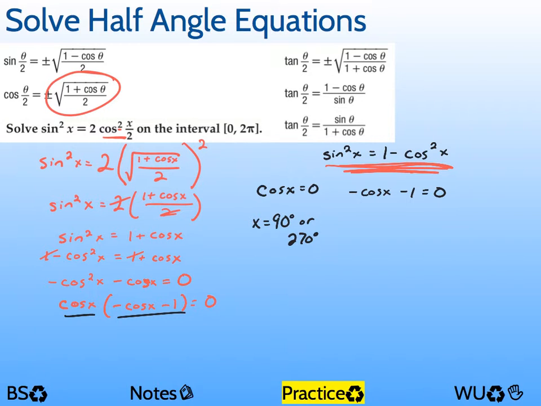Now with this one we have to do a little bit more work. So we have to add 1 to both sides. And we get negative cosine of x equals 1. And then if you divide by a negative 1, we're looking for the time when cosine of x equals negative 1. And that is, of course, at x equals 180 degrees.